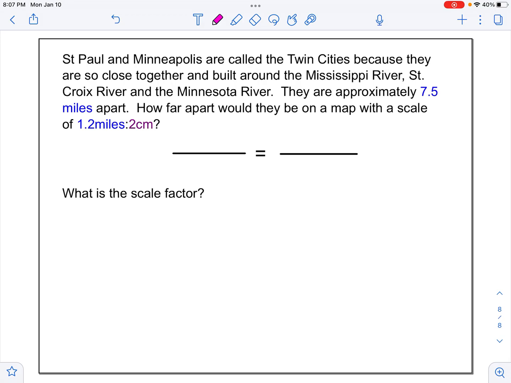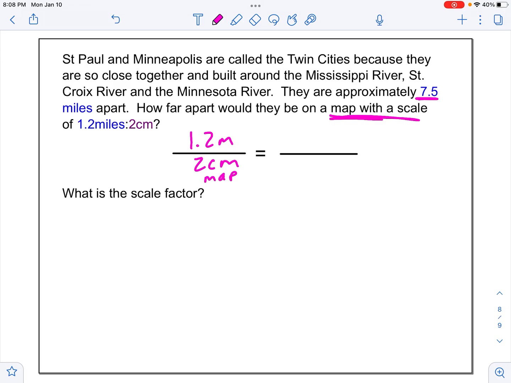St. Paul and Minneapolis are called twin cities because they are so close together and built around the Mississippi, St. Croix, and Minnesota River. They are 7.5 miles apart in real life, but here's the scale they used to draw the map. They used 1.2 miles equals 2 centimeters. So it doesn't really matter which way you go, as again, long as you're consistent on both sides. So I want to know how far they would be on a map, but I'm giving you how many miles they are apart in real life.